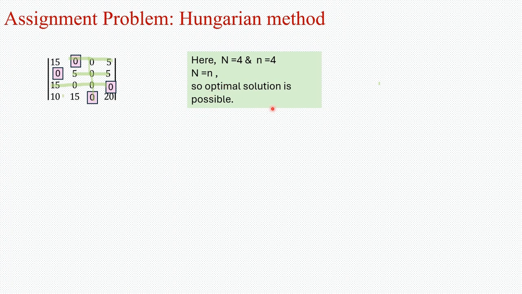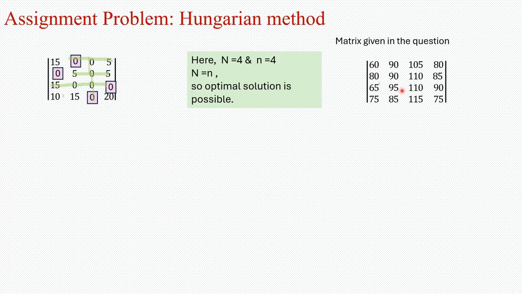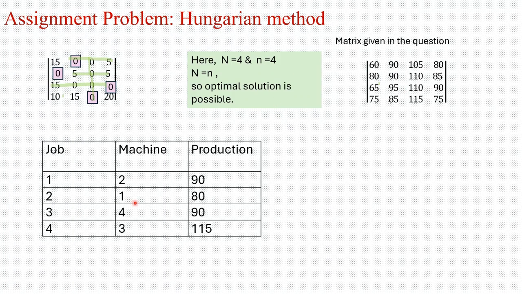The optimal assignment of machine and job is as follows. First job, machine 2, production 90. Second job, machine 1, production 80. Third job, machine 4, production 90. Fourth job, machine 3, production 115. The total production is equal to 90 plus 80 plus 90 plus 115, which is equal to 375.